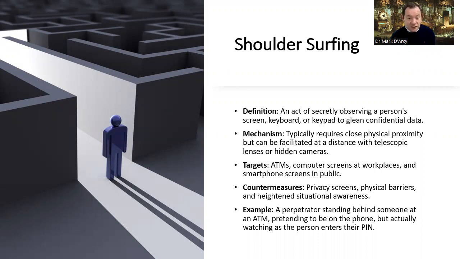Countermeasures: privacy screens, physical barriers, and heightened situational awareness. Example: a perpetrator standing behind someone at an ATM, pretending to be on the phone, but actually watching as the person enters their PIN.